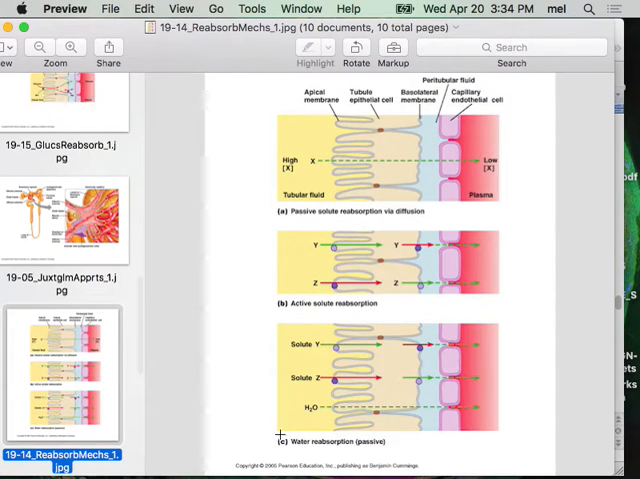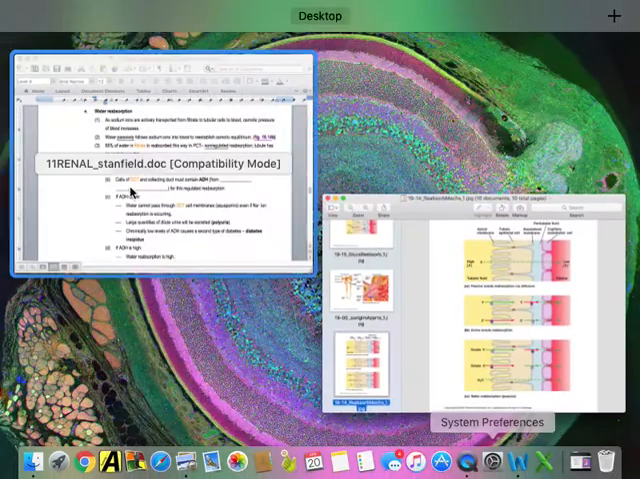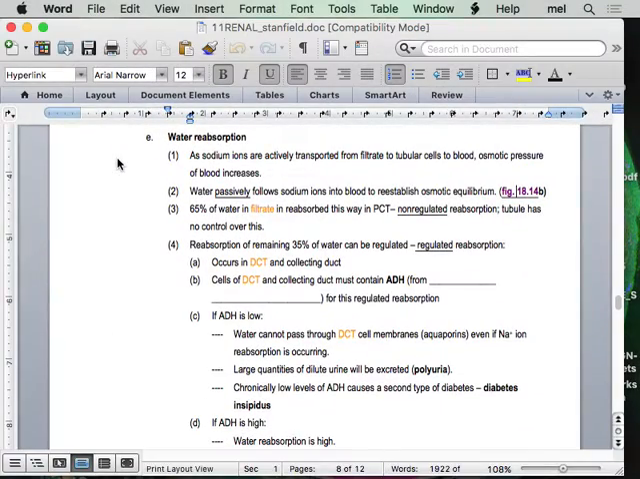So basically what we're going to have is we're going to move massive amounts of solutes out of the tubule back into the capillaries. And as the solutes move, you create an osmotic gradient for water to move. So basically 65% of the water is going to get reabsorbed via non-regulated water reabsorption at the PCT.